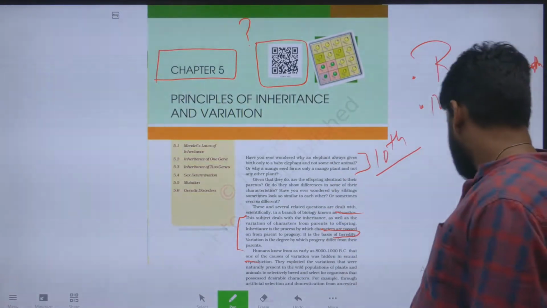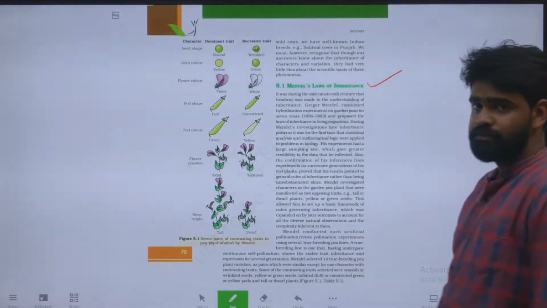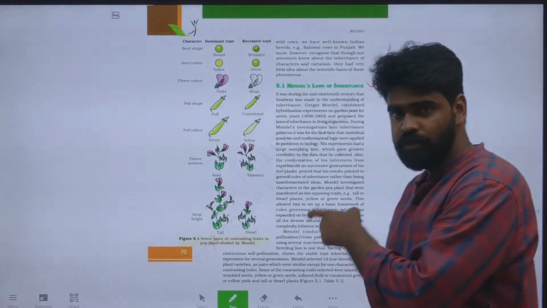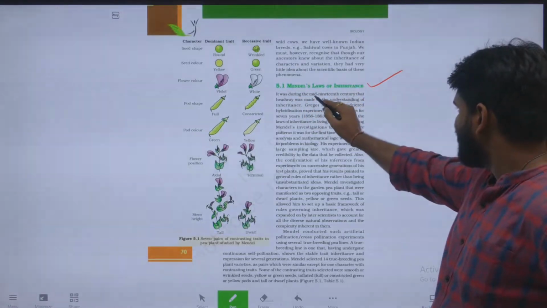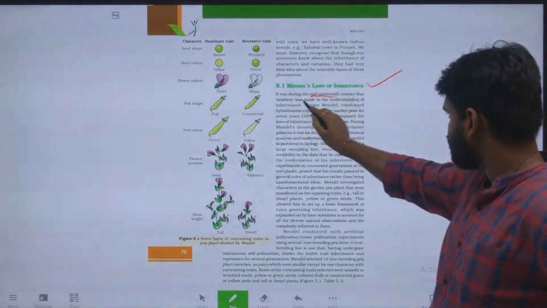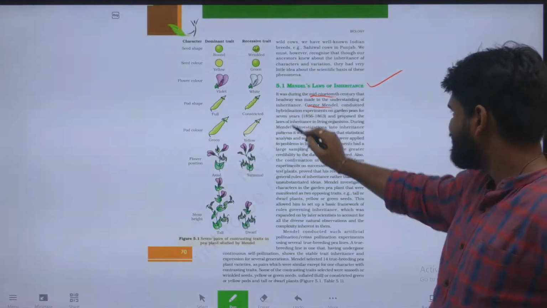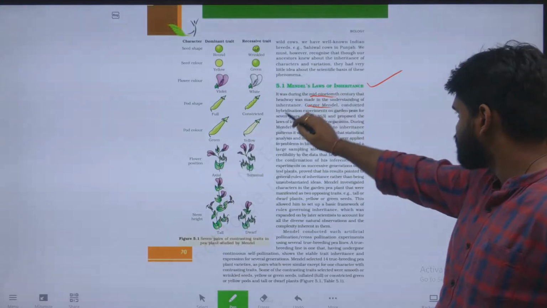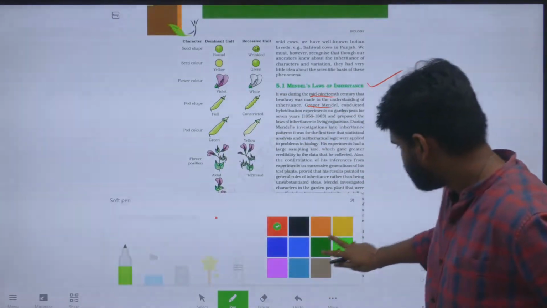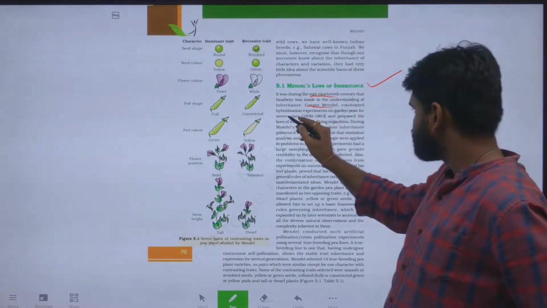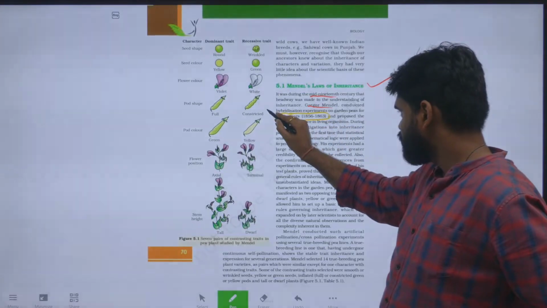Then nothing is there. Coming to this part, Mendel's law of inheritance. Now a few points here are important. It was during the mid-19th century that headway was made in understanding inheritance. Gregor Mendel conducted hybridization experiments on garden peas for 7 years. Now try and understand. How many characters has he taken? 7. And for how many years has he done the experiment? 7. Please remember that. And its nature of experiment is what?